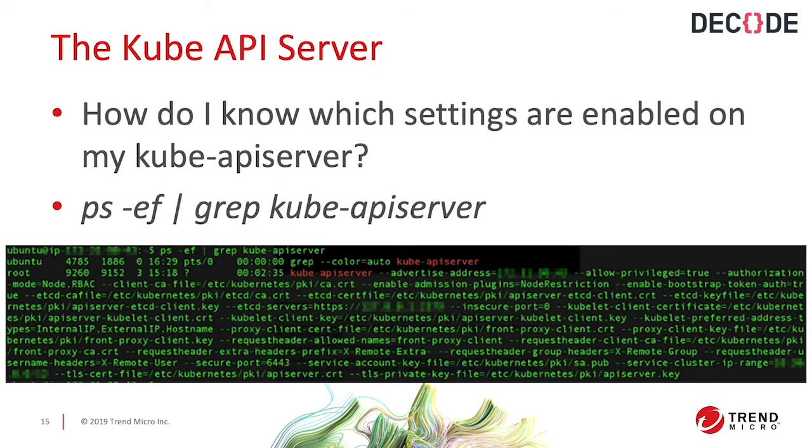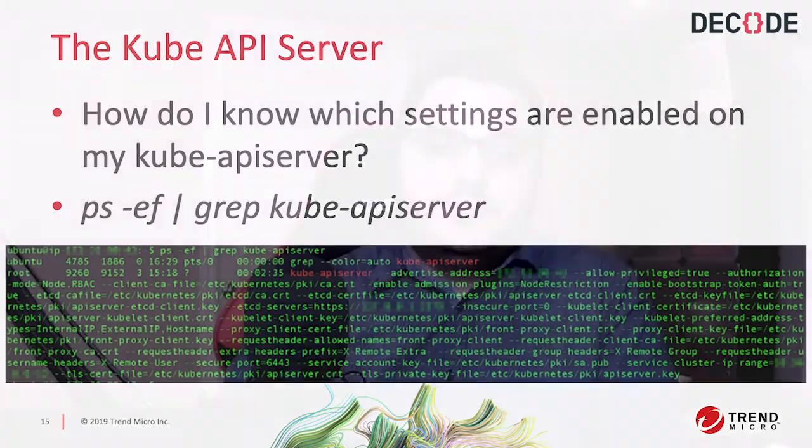So still talking about the API server, right? There are many settings that are enabled there once you start your cluster. How do you know which settings are enabled? You can issue this command here, ps -ef pipe grep kube-apiserver on your master node if you have access to it, and you're going to see all the flags that are enabled on the Kube API server process, right?